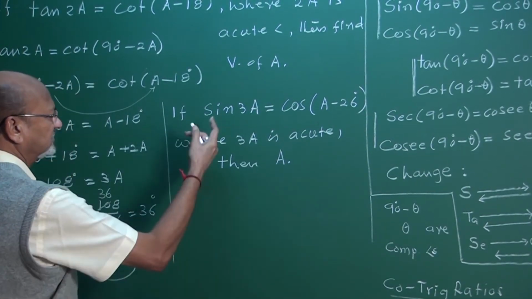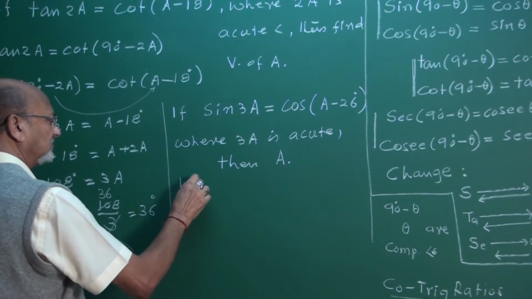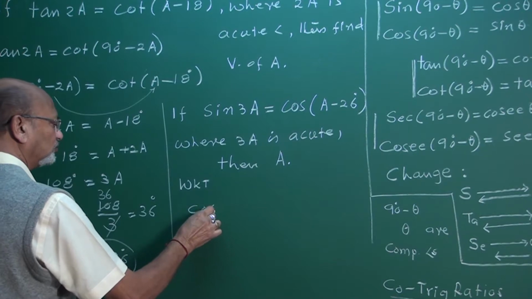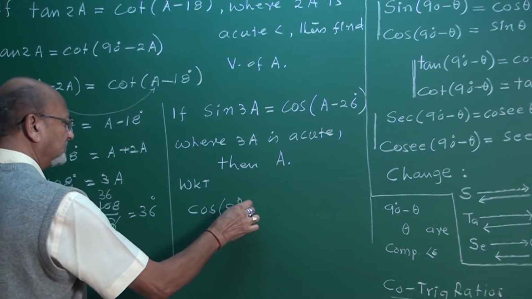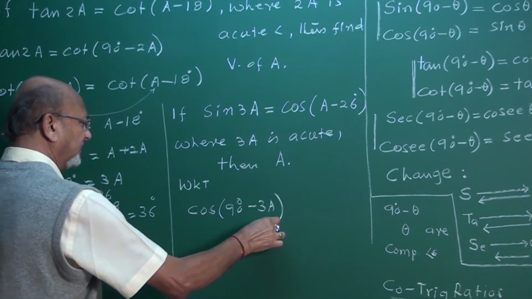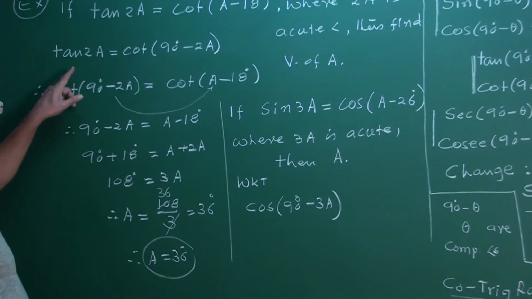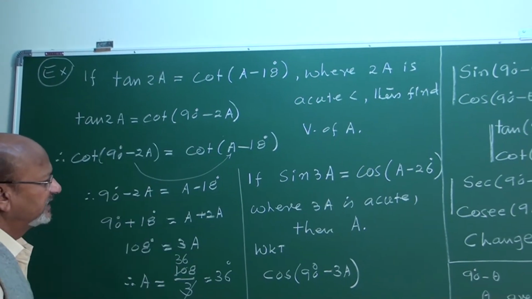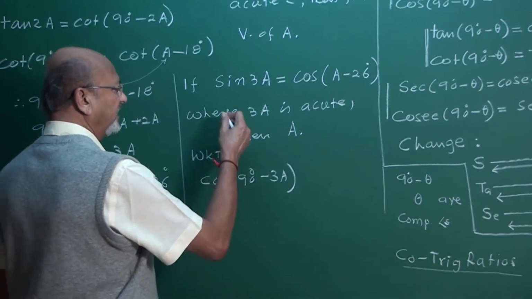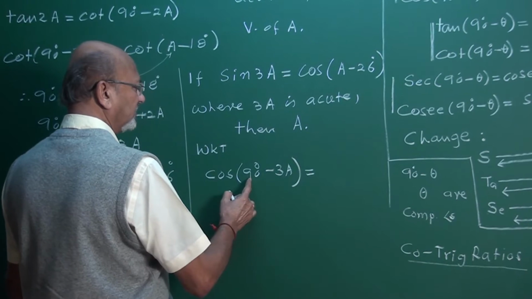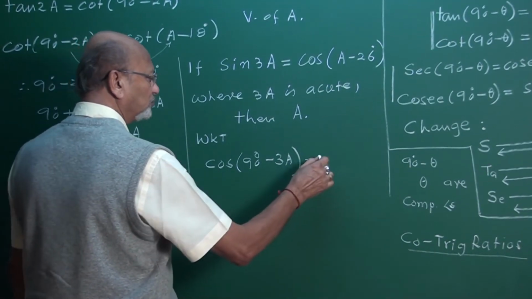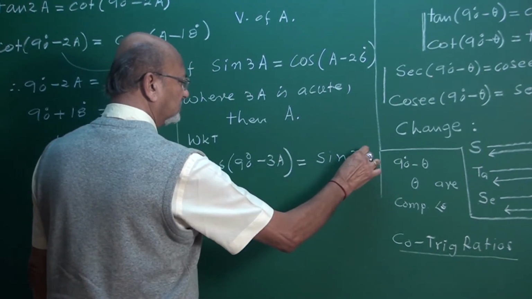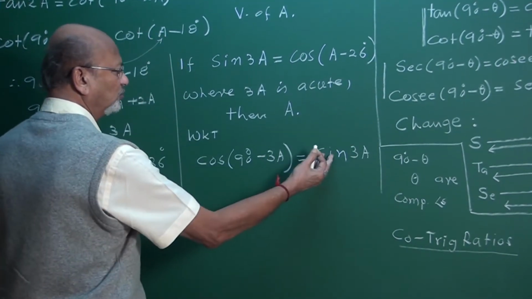Yes, my friends, sine 3a. We know that cos of (90 minus 3a), I write like this. In the previous example, directly tan 2a can be written as cot of (90 minus 2a). I start with what? Cos of (90 minus 3a). See my friend, 90 minus, cos changes to sine. What is theta? Theta is 3a. Now you substitute this value here.